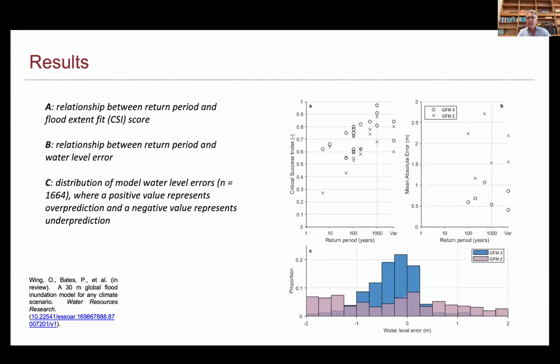And in panel C, we see the error histogram of these water level errors. Clearly, between version 2 and 3, we want that to sharpen. We want the histogram to sharpen and to center more on the 0 water level error. And clearly we do that as well.